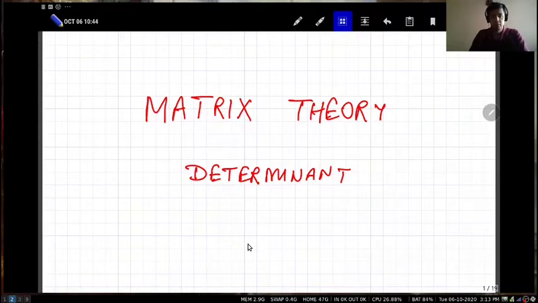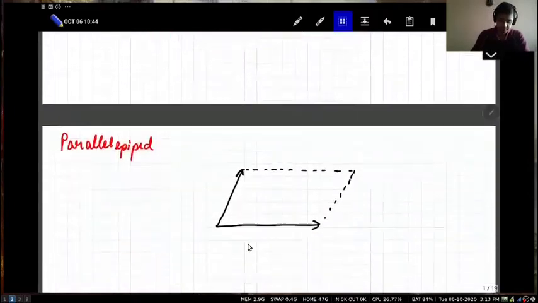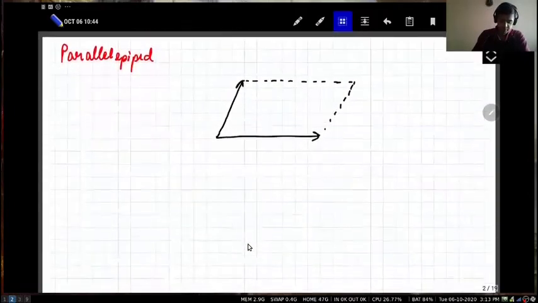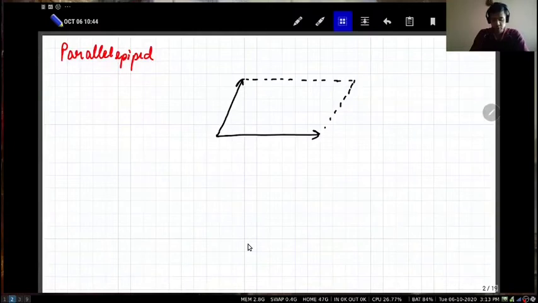In this video, we'll see what the determinant of a matrix is. We'll give a formal definition and some intuition as to what the determinant of a matrix really represents. So the way you should think about the determinant, the geometrical explanation or intuition for the determinant of a matrix, is simply as the volume of some kind of a parallelepiped.